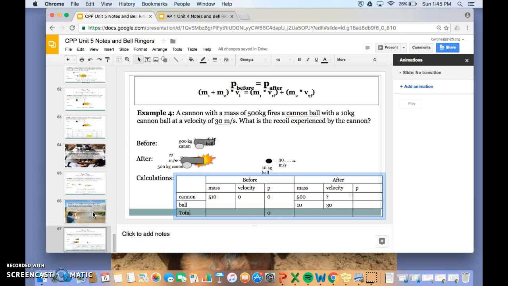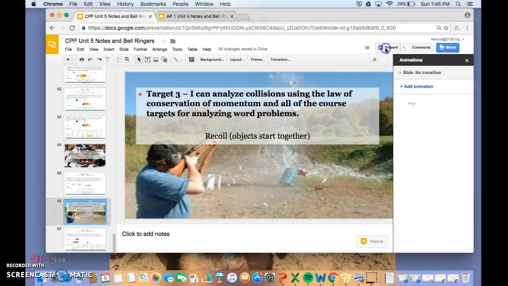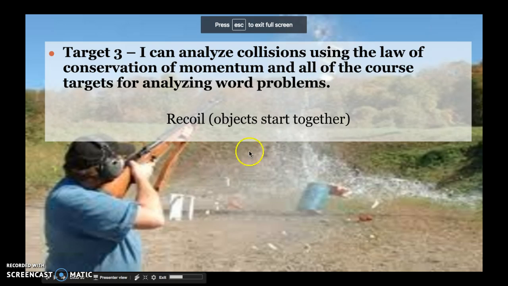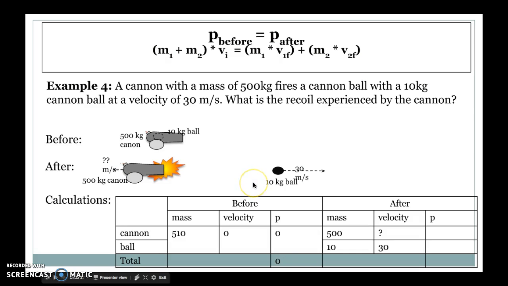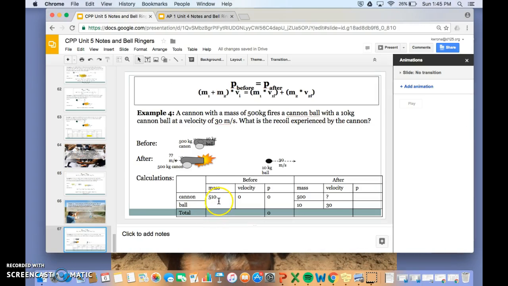All right, guys, we have one last type of problem, and that is recoil. So recoil is when objects start together and they start at rest and they go out from each other. So one goes forward, one goes backward. So firing a gun is an example. So here is an example of one. This is on page 28.